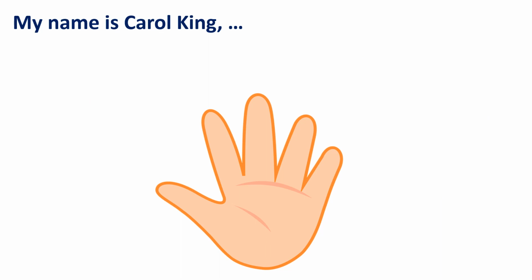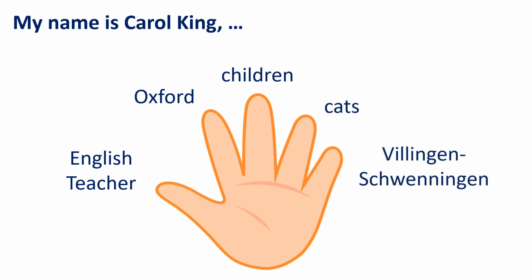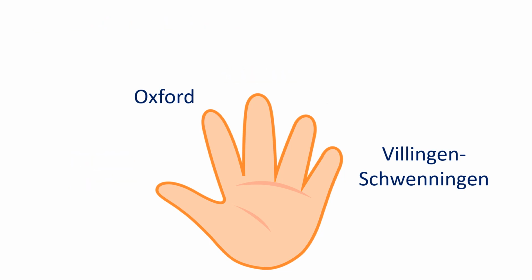So here's my introduction. My name is Carol King. I'm an English language teacher and I've been teaching since 2007. I grew up in Oxford, I have 2 children and I like cats. I've been living in Villingen-Schwenningen for 27 years. I want to concentrate on the places where I lived in the past and where I live now.